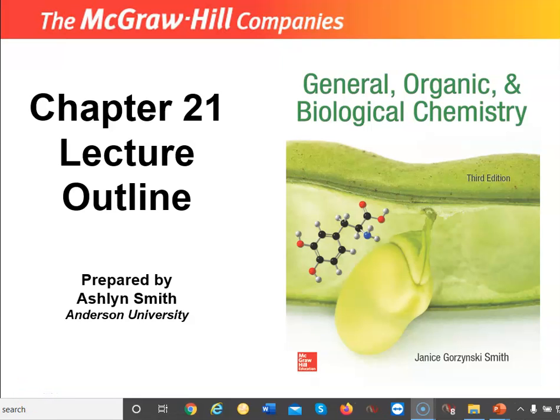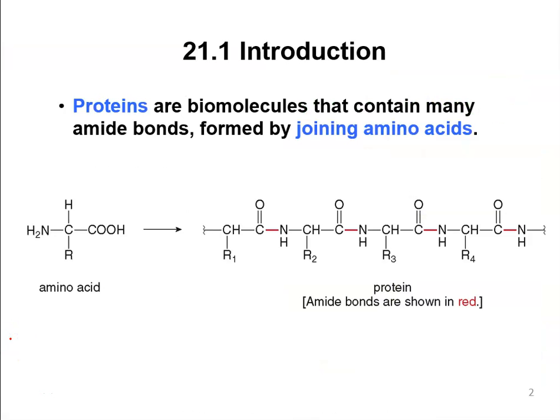All right, chapter 21 is about amino acids and proteins. Proteins are biomolecules that contain many amide bonds formed by joining amino acids. An amide bond is this bond right here, when you have the nitrogen of one amino acid bonded to the carbonyl of another amino acid.